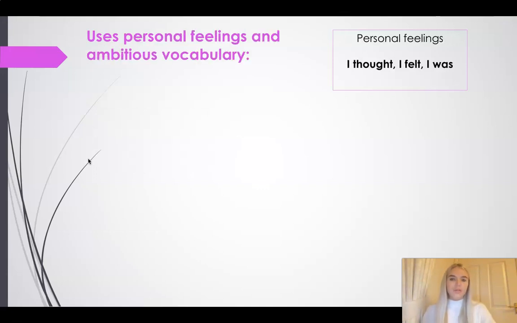Another feature that we tend to use are personal feelings and ambitious vocabulary. So we might express our own personal feelings in our diary by starting our sentence with I thought, I felt, I was. Now I've had a go at doing this myself and I've thought, how might I feel in the Amazon rainforest? What might I be thinking? Now, I might be thinking that I'm quite lonely. I might be thinking, will I ever get out of here? Will I ever reunite with my family again?